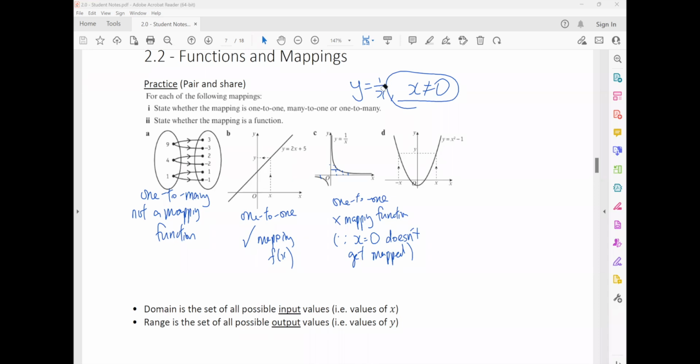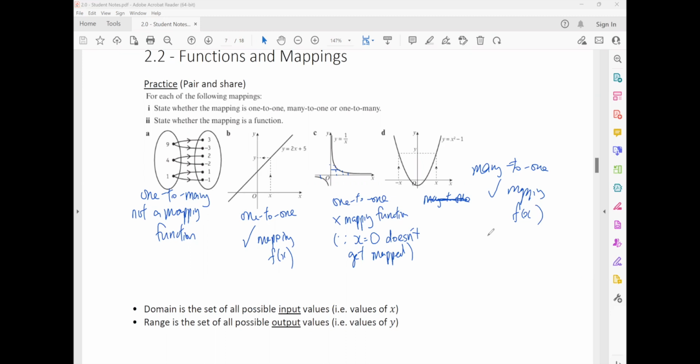Okay, next one. This is a many-to-one, many x to 1. Sorry about my handwriting. My mum told me I've got doctor handwriting. That's the closest I could become a doctor. Many-to-one, because many x to 1 value of y, so it's a mapping function.